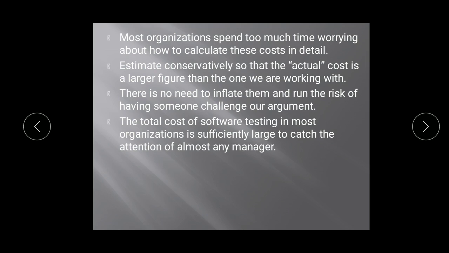there is no need to risk a factor. The total cost of software testing in most organizations is sufficiently large to catch the attention of almost any manager. So a manager can look at these costs of investment, and sufficient money is being provided so that they could get the product properly done, as well as so that the product could satisfy the customer needs also.